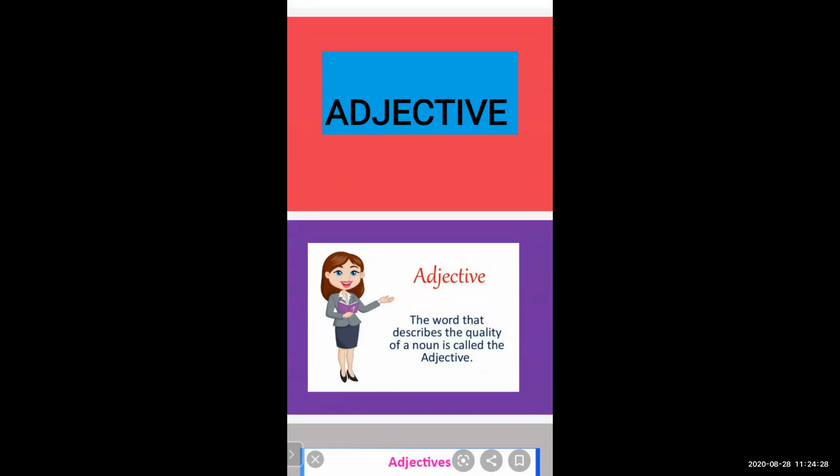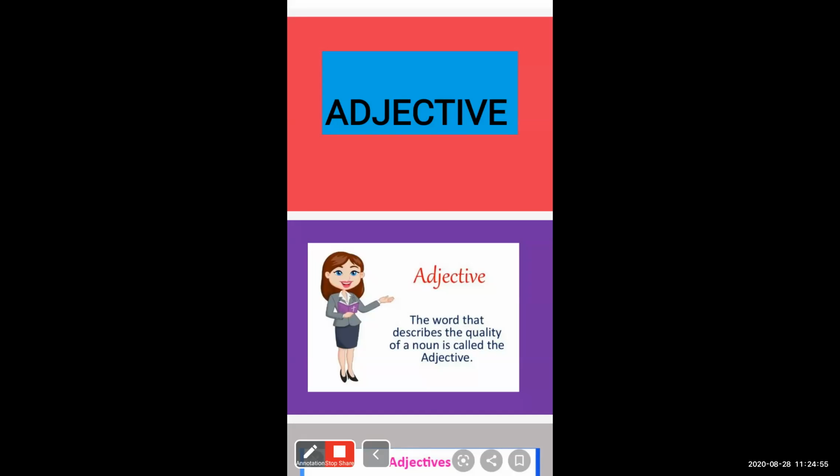Okay, now everyone knows about the noun. In a previous lecture, I taught the topic that is the noun. Noun means the name of person, place, animal, and thing. That is the noun. And when you start describing the quality of a noun, that comes under the adjective. Describing words.